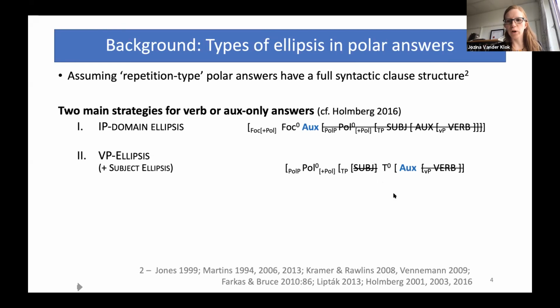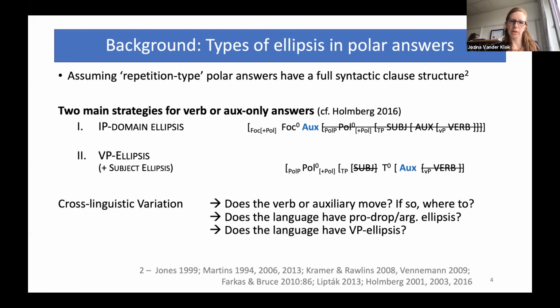If you have the verb, it would be verb stranding, verb phrase ellipsis, plus pro-drop or subject ellipsis. So for variation cross-linguistically, we can ask: does the verb or auxiliary move in the language? If so, where to? Can it move high? Does the language have pro-drop or argument ellipsis?